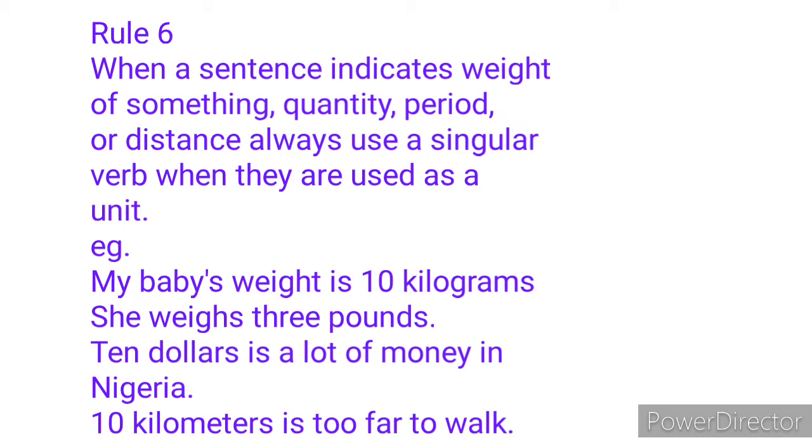Now another example. 10 kilometers is too far to walk. This sentence talks about distance. Even though kilometers is in the plural form, we use the singular verb is because the sentence talks about distance. I hope you understand.